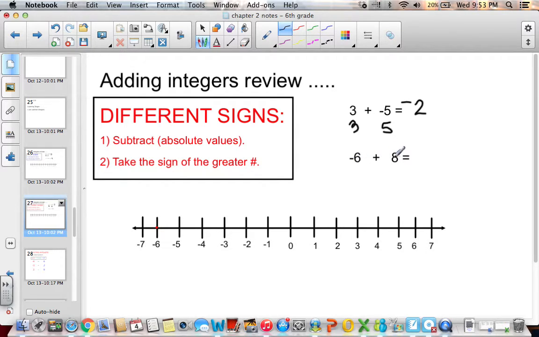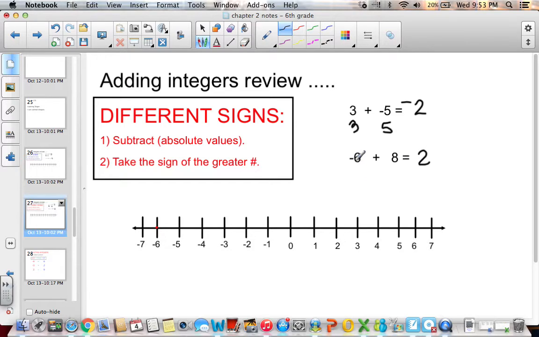-6 plus 8, right away I can see that I have more positives than negatives, so my answer is going to be positive. 8 minus 6 is 2, and then we keep it positive, so it's +2.